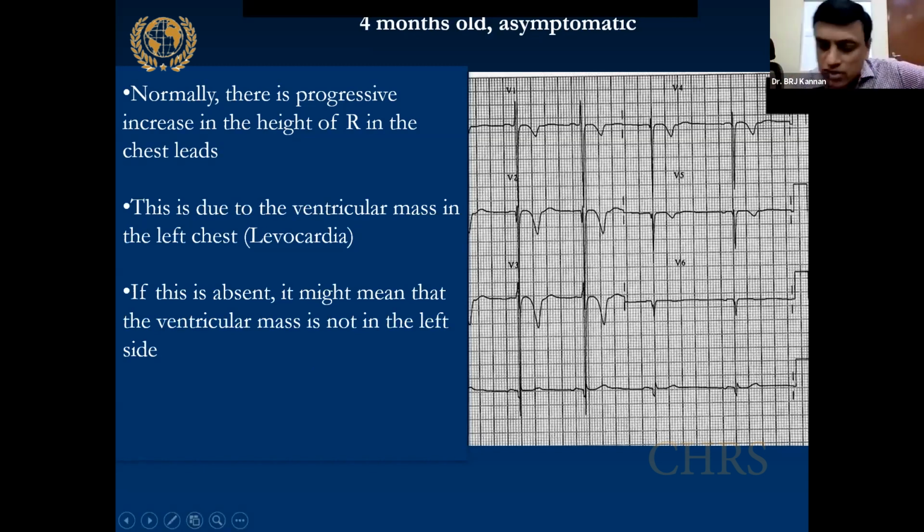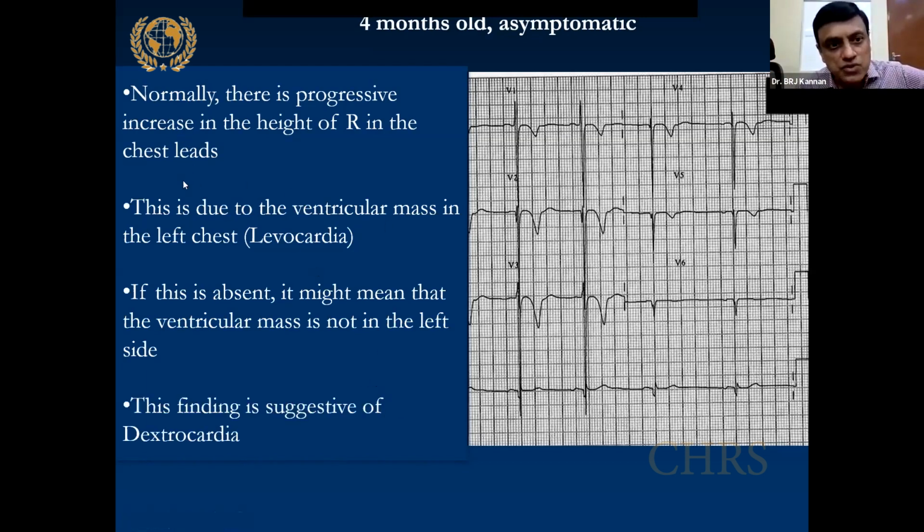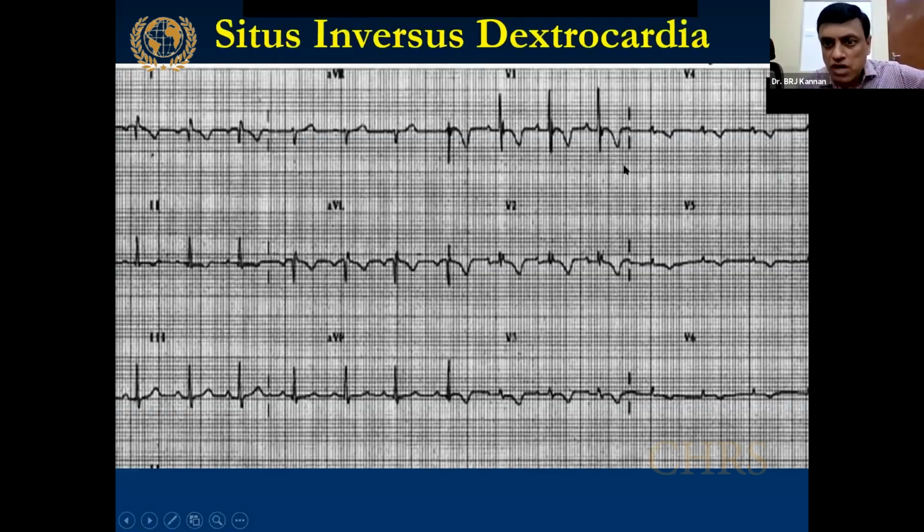So got the point? Let us just go through this ECG again. You can see an inverted P in lead 1, positive P in AVF. So it is situs inversus. There is no progression of the R wave. So it is situs inversus with dextrocardia. The same patient, when you put the leads on the right side, what is happening? You can see the progression of the R wave because there is more heart on the right side.